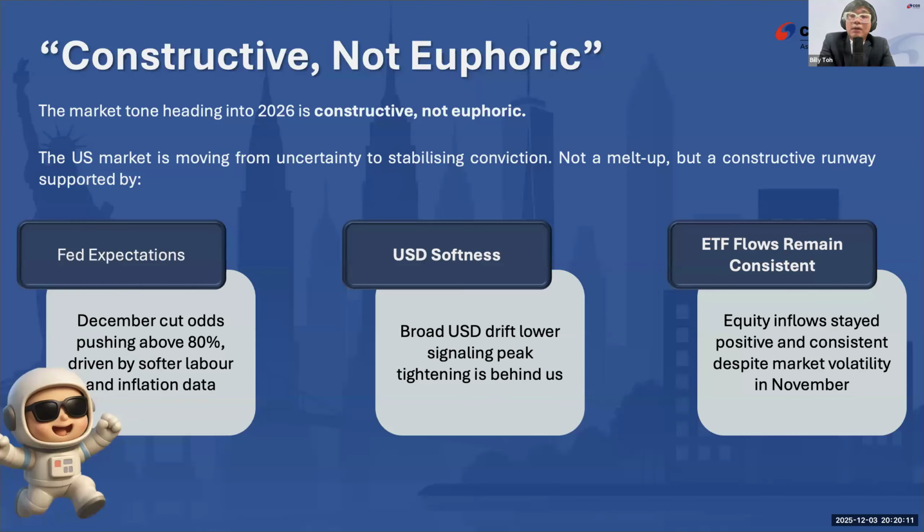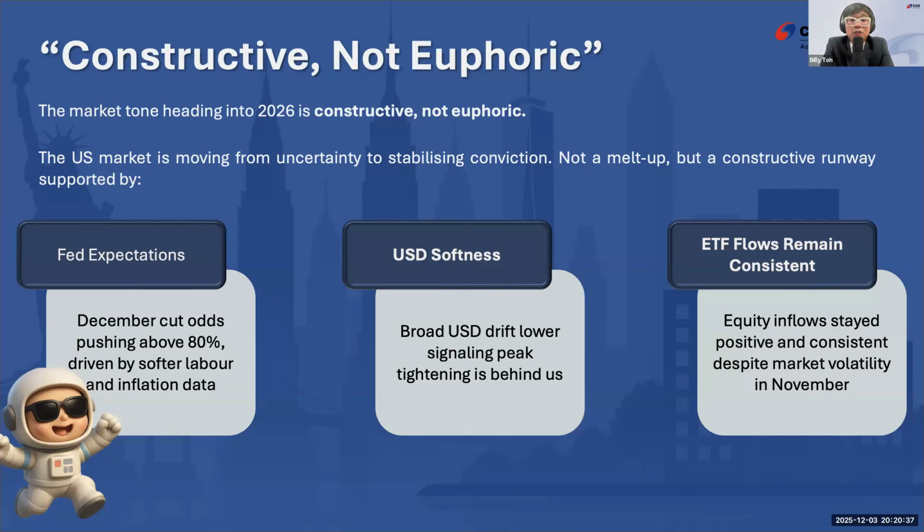So what this really tells us is that the market we are in is heading into 2026 quite constructive and not euphoric. If you look at this slide here, I highlighted three key areas for why I say it's a constructive market. First, the Fed rate cut in December is priced in. The odds have pushed up to about 80% of a Fed rate cut in December, driven by softer labor and inflation data.